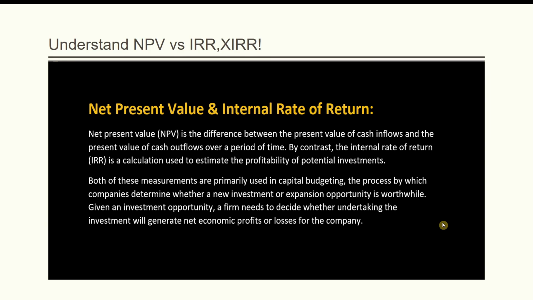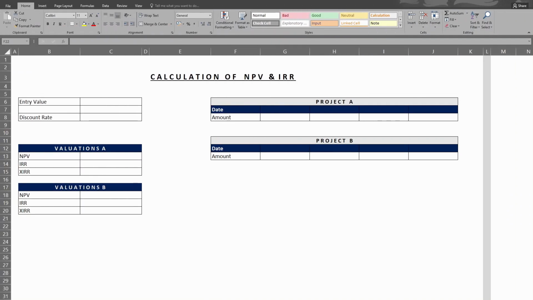So without any delay, let's get straight to the Excel sheet to understand NPV, IRR and XIRR. Alright, now let's understand how to calculate the NPV and IRR and XIRR. So first thing, let's assume there are two projects. Today we will analyze two projects, project A and project B.